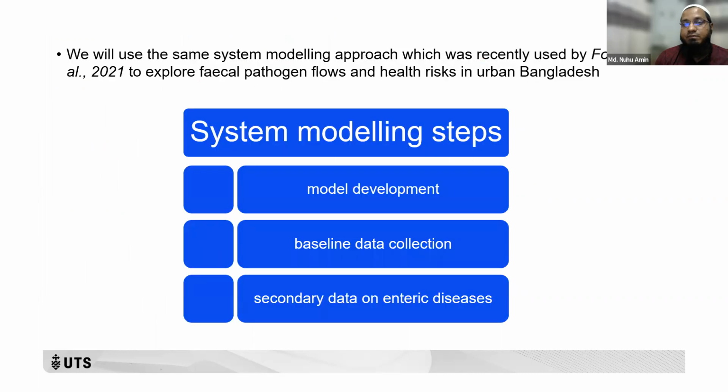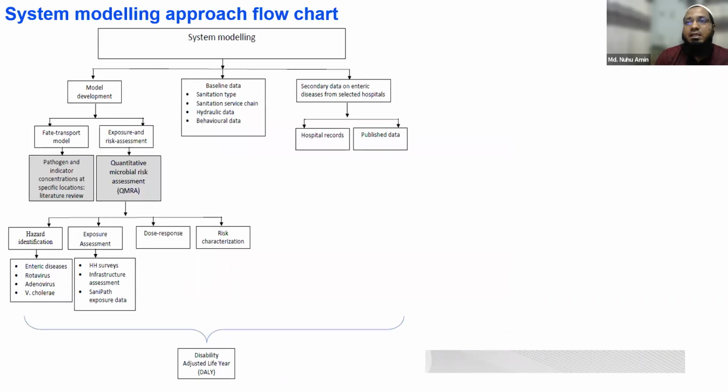And we will follow the recent paper published by Tim Foster on urban Bangladesh system modeling. This system modeling will involve three parts: model development, baseline data collection, and secondary data collection on enteric diseases. This is the overview of system modeling. Model development I will talk about in this slide, because the baseline data collection and secondary data on enteric disease and pathogen exposure have already been discussed earlier.